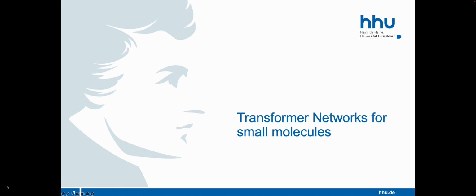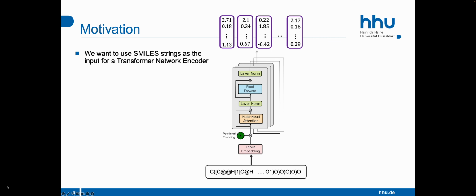In this video, we're going to look at how we can use transformer network encoders to numerically encode small molecules. What we want to achieve is the following. We want to use SMILE strings, which, as we have learned, represent the structure of small molecules, as the input for transformer network encoders. And then we want to pre-train the model for a task, which can be the self-supervised task of predicting masked input tokens.